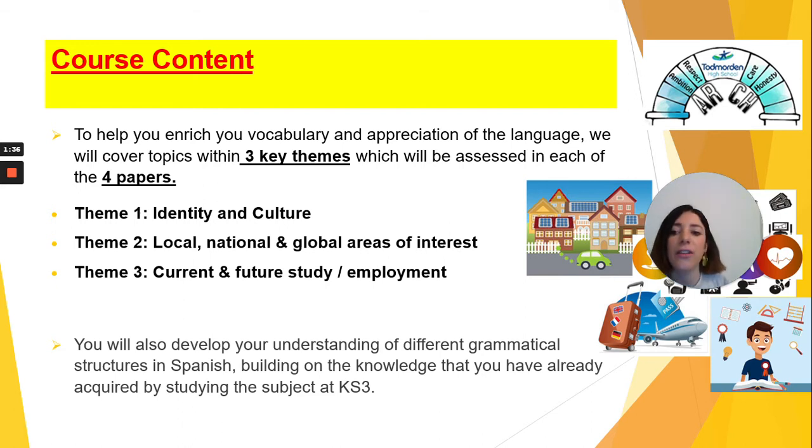And then the final theme we have is current and future study and employment. Within this, we look at school life as you're experiencing it now and compare that with a Hispanic experience, but also think about future plans, what you'd like to go on to study, or what you'd like to do as a career, and also your other aspirations for your future life.